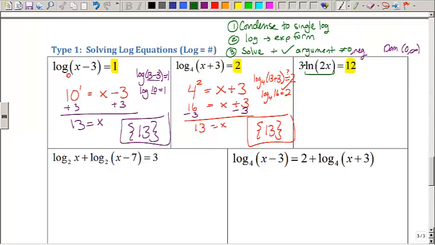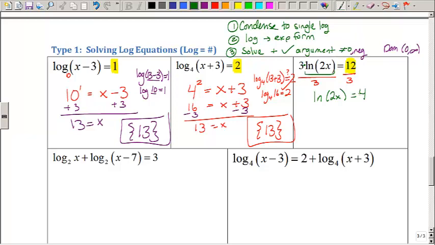There's two different things we could do with this 3. Because it's a coefficient in front of a log, I could move it to the exponent. But there's a simpler way to get rid of the 3, and that is to just divide both sides by 3. Which leaves us with ln of 2x equals 4. That's much more simple than creating a cube, and then we have to deal with the cube later.